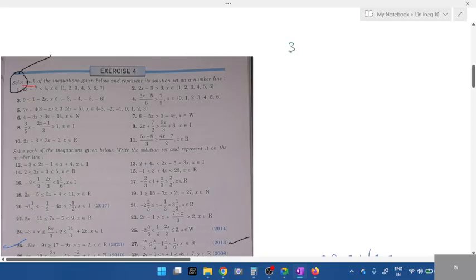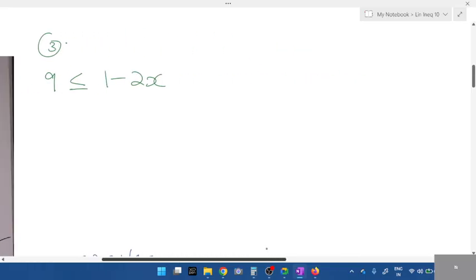Let me do the third question. See, third question, there are two ways to solve this, students. I want you all to concentrate. There are two ways to solve this. First thing, which one do you need to shift?